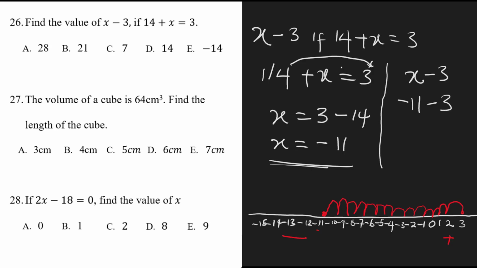And minus 11 minus 3 is what? So where is minus 11 on our number line? Let's use our number line again. This is minus 11, right? So we'll move 3 times to the left, since it is minus 11, minus 3, right? So we'll say 1, 2, 3. Our answer is minus 14. So let's check our options. From our options now, the answer is E.